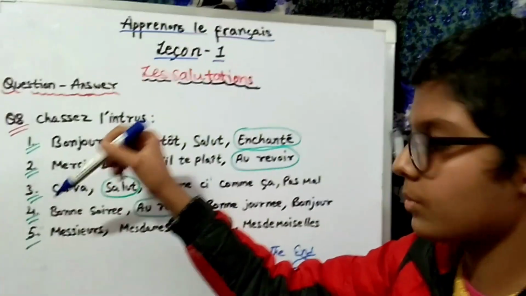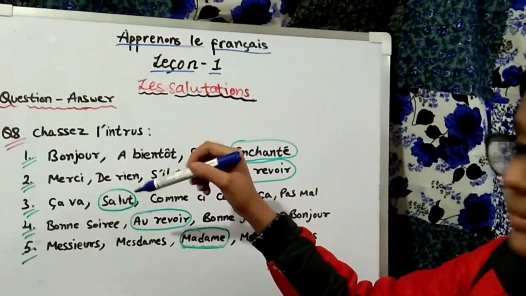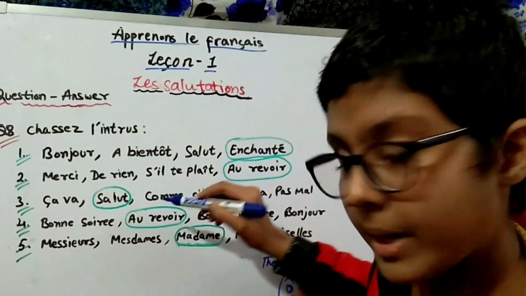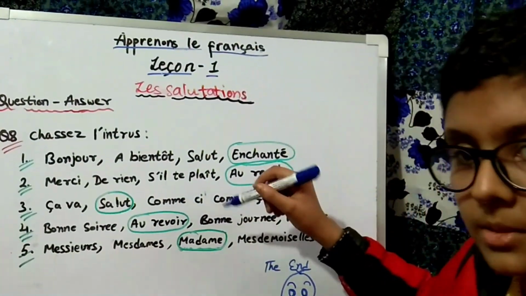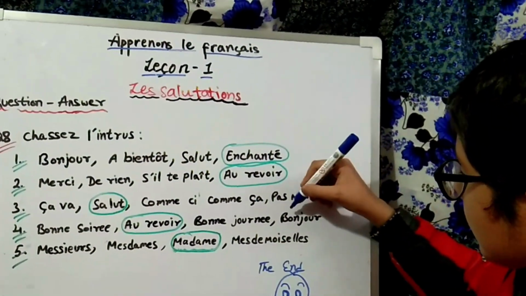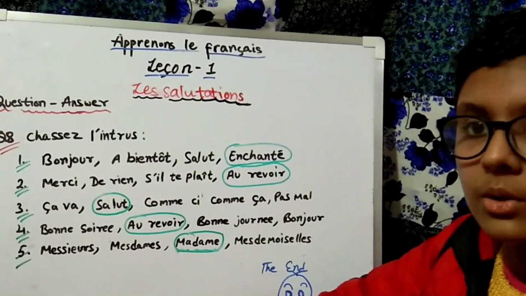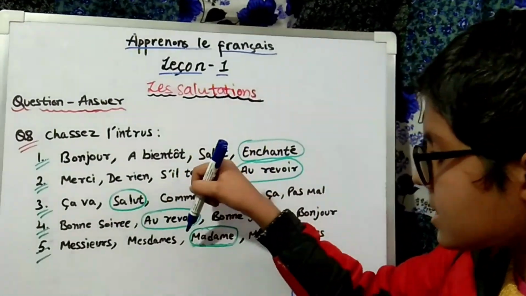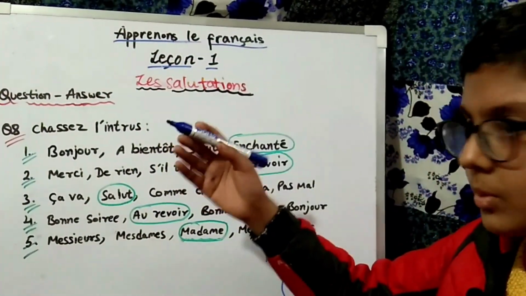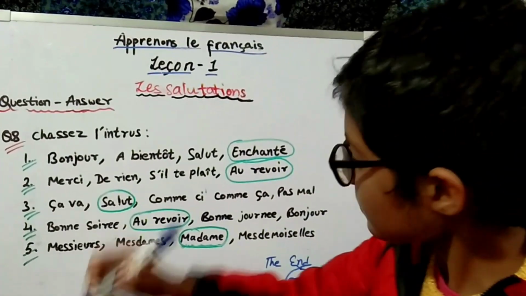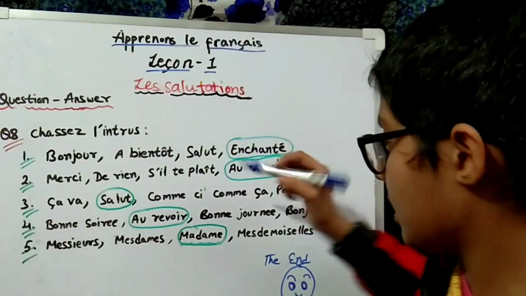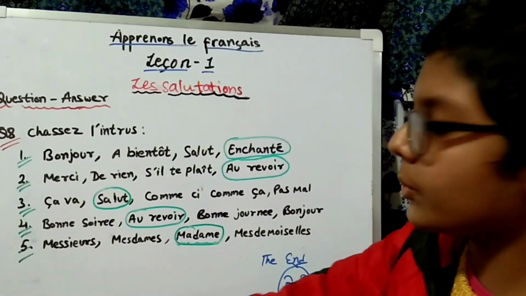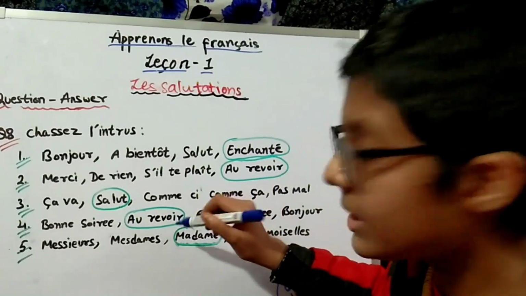Now coming to the fourth one, it is bonsoir. Bonsoir means good evening. Au revoir is goodbye. Bonjour is good morning. Now monsieur is Mr. but it is in singular. Mesdames is Mrs. but it is in plural. Madame is Mrs. but it is in singular. Mademoiselle is Miss but it is in singular. So here Madame will be the odd one out.